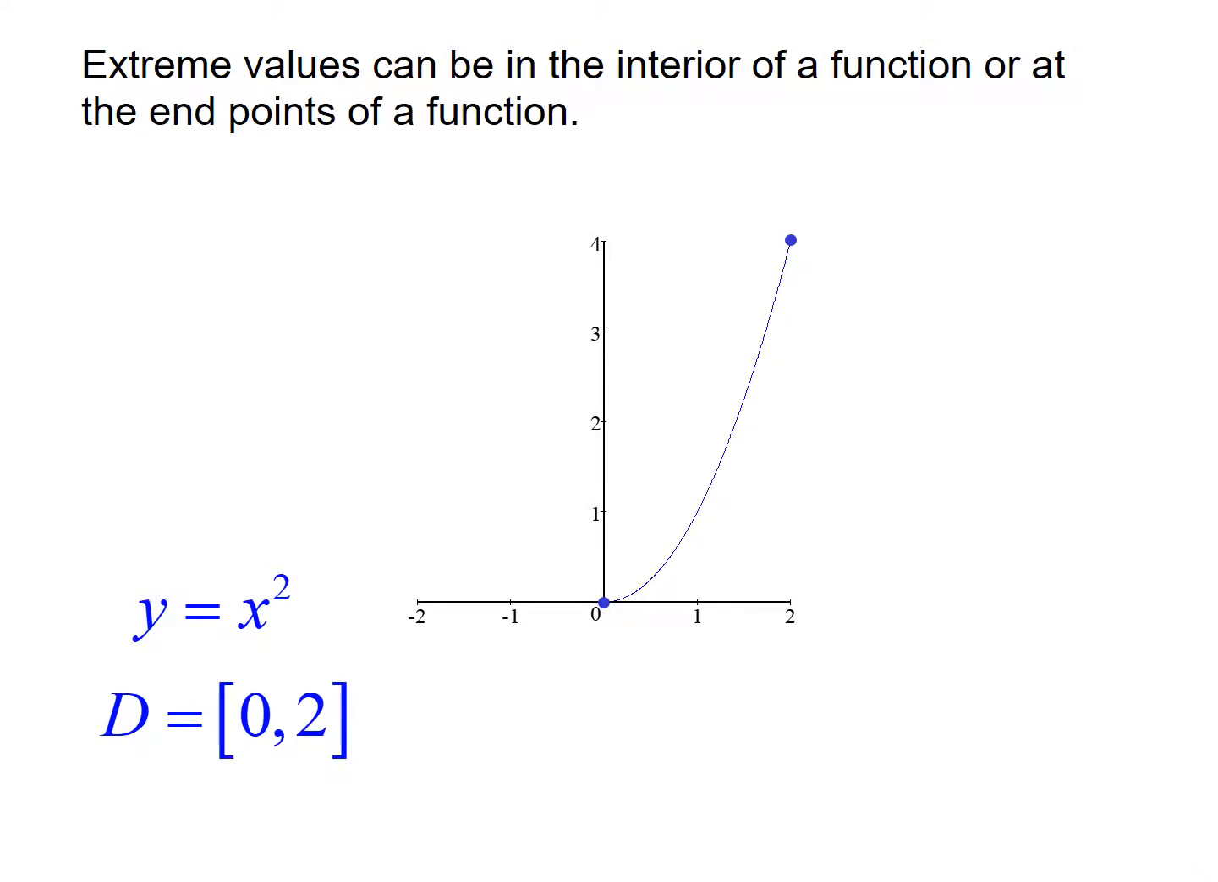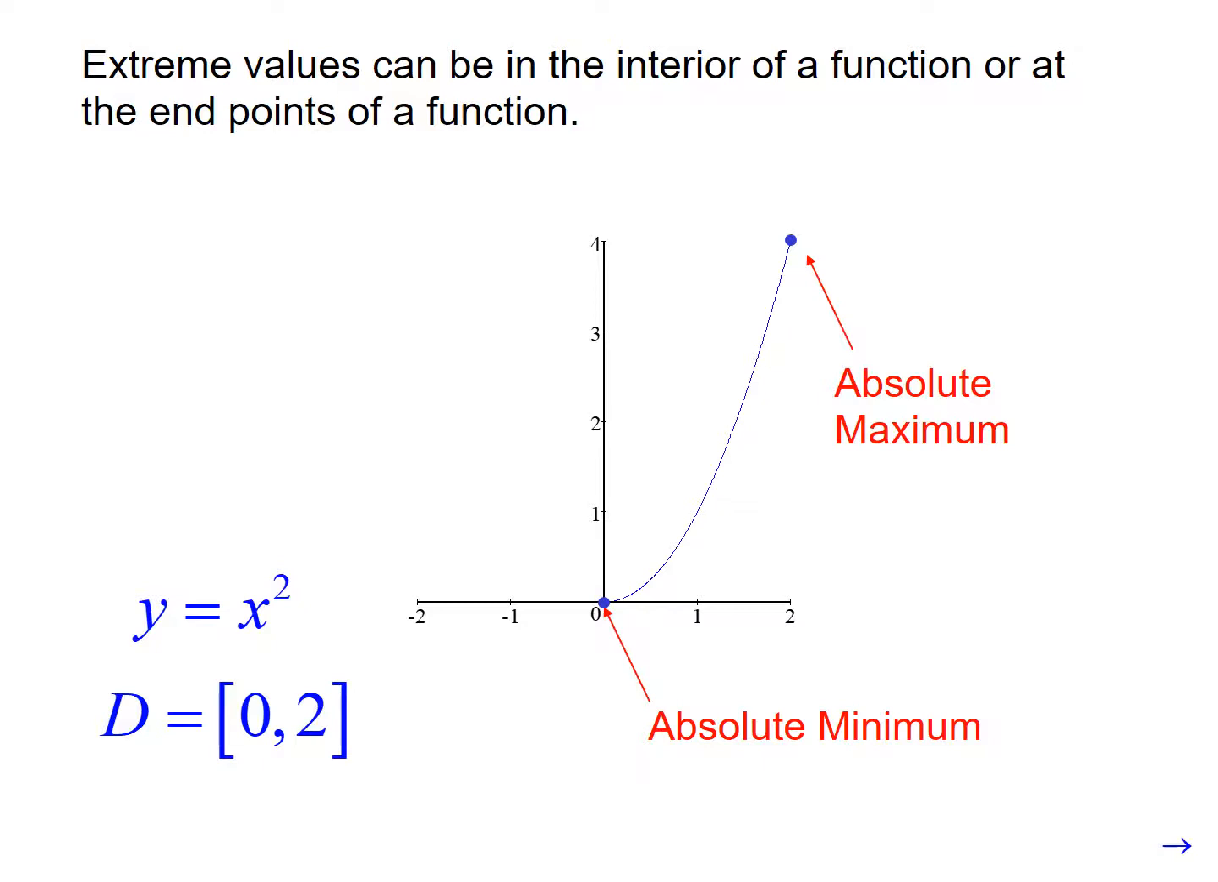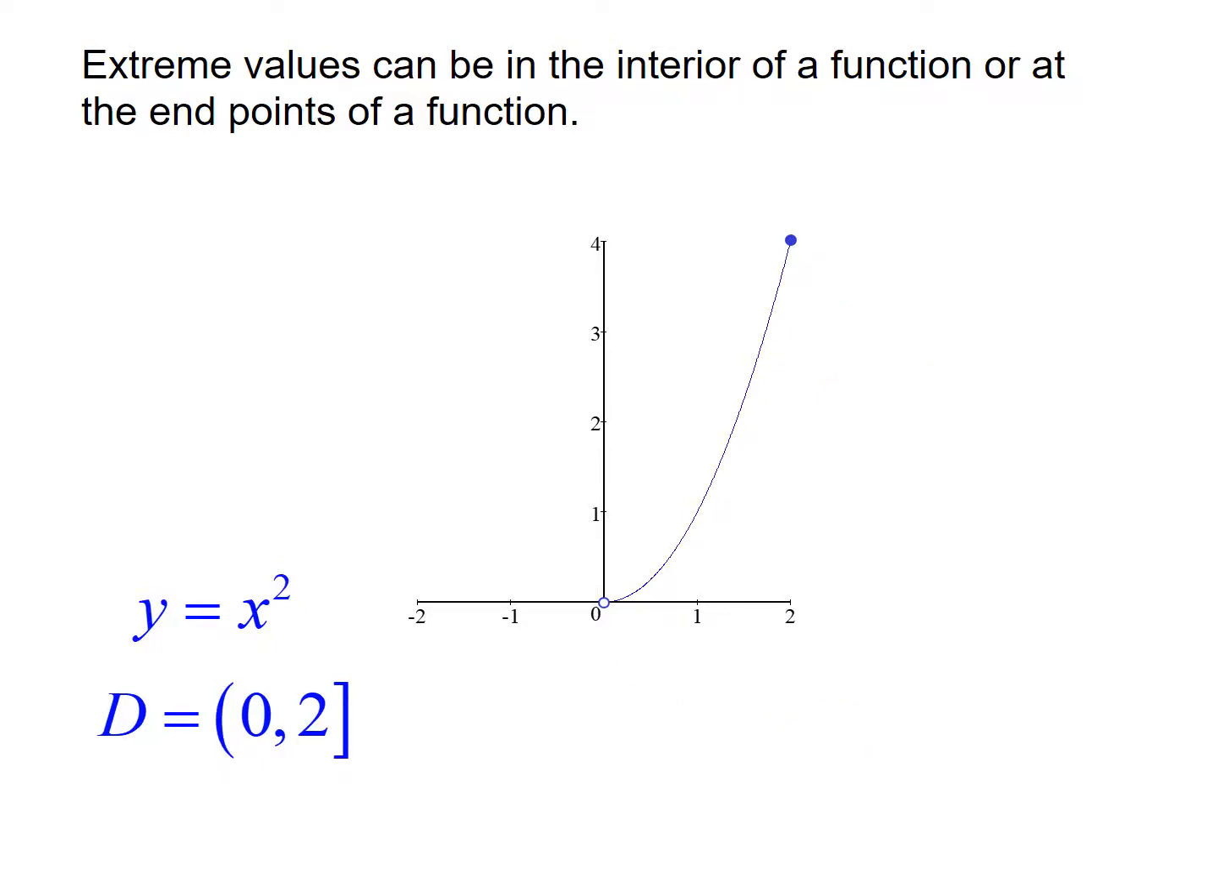If we restrict the domain from 0 to 2, including both endpoints, we have an absolute minimum and an absolute maximum. If we make the left endpoint open, there's no longer a minimum value. Even though it approaches a value of 0, it never gets there. And there's an absolute maximum. Both endpoints open, there are no extreme values, no minimum, no maximum.